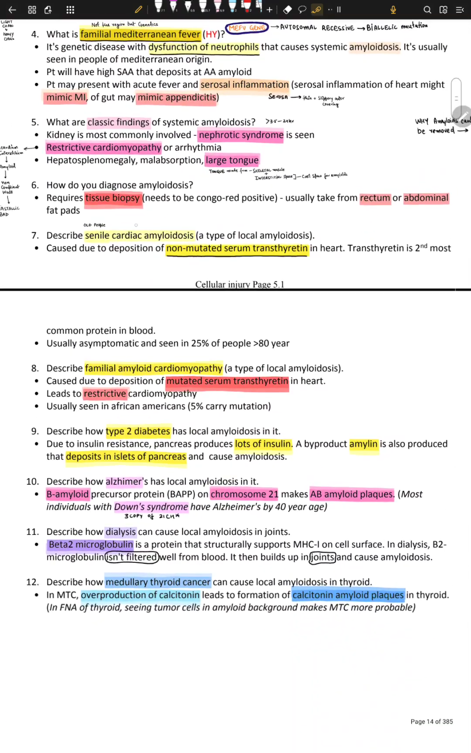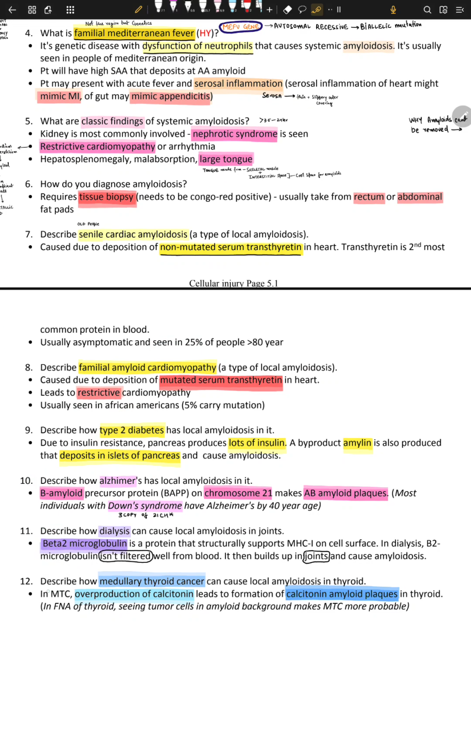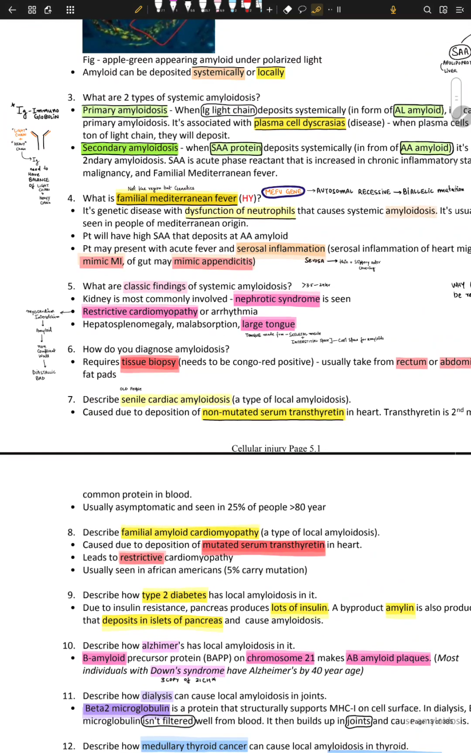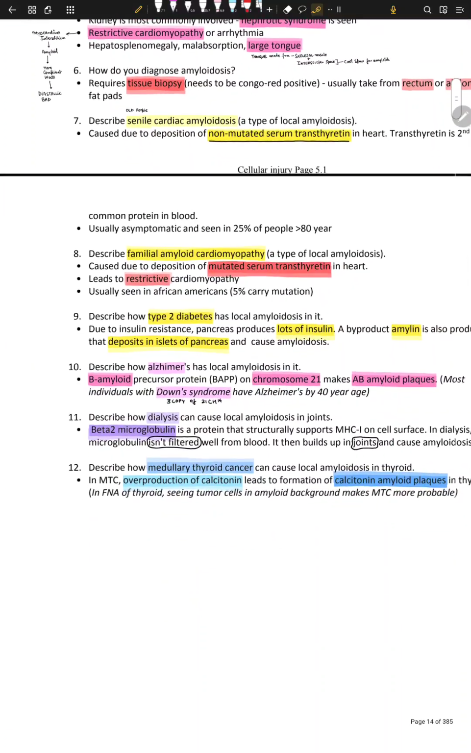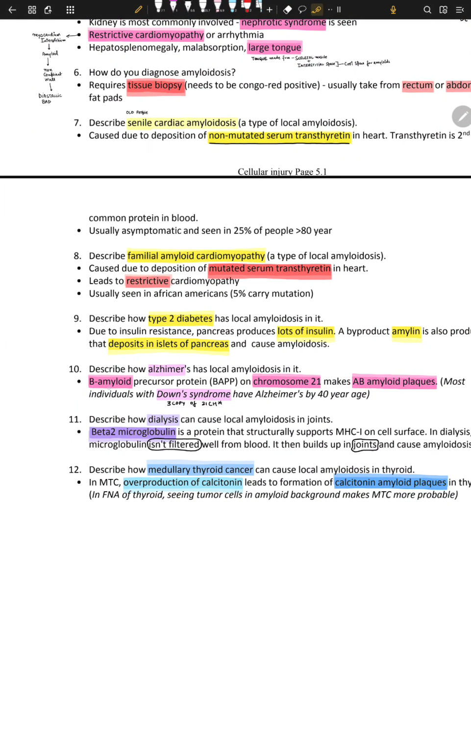Okay, so we see senile is local. Familial Mediterranean fever is systemic, and familial cardiomyopathy is systemic. Type 2 diabetes is local. Alzheimer's is local. Dialysis, beta 2 microglobulin is local. Beta amyloid is local. Medullary thyroid is local. So whenever you see specific enzymes or a specific precursor protein leading to amyloidosis, it is usually local. And if you see the kidney and the heart getting messed up together, it's systemic. If you see a specific precursor protein, it's not systemic, it's local.